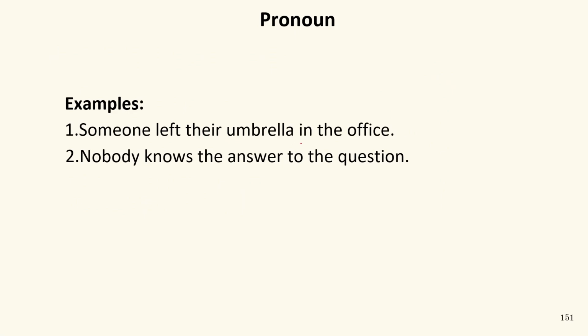Someone left their umbrella in the office. Now we are talking about someone. It means it can be anyone. Who's that? We don't know. But we always use a singular verb with indefinite pronoun. So the singular possessive case as well. Now if we see this word there, this is used for plural. So someone can be masculine or feminine. It's common gender. But I have already told you in the chapter of noun that in case of common gender, we give preference to the masculine gender only.